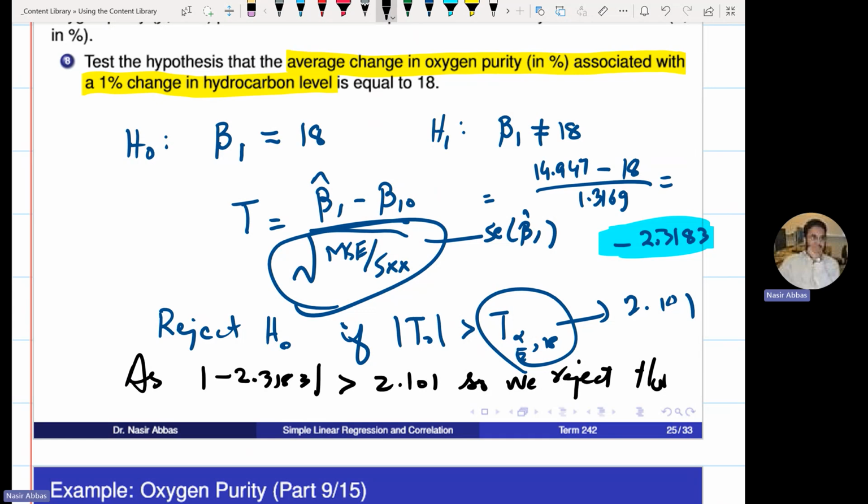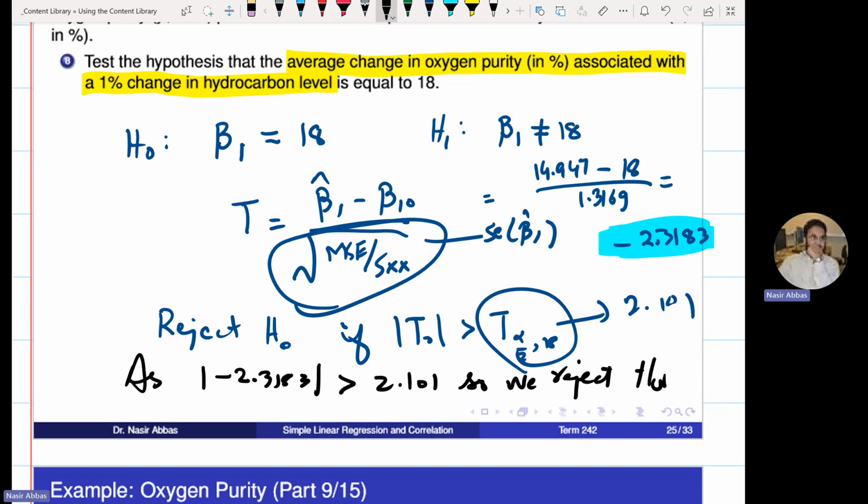Any question? Yes. It was 5%. No. Which 5%? No. This is not alpha. This is the average change in Y due to 1 unit change in X. This is beta 1. They did not mention alpha. You assume alpha 5% yourself. In the question, nowhere do they mention alpha. This is the average change in Y.